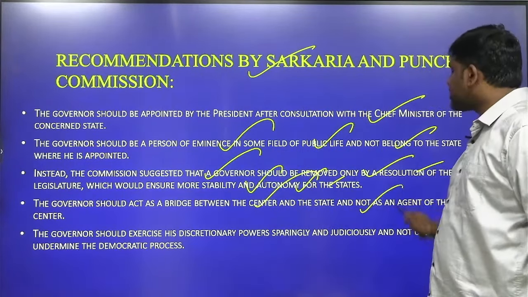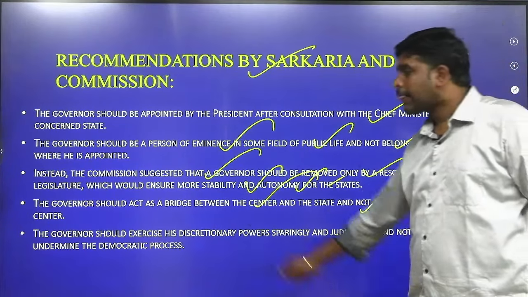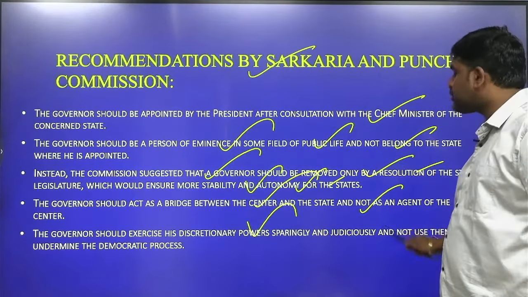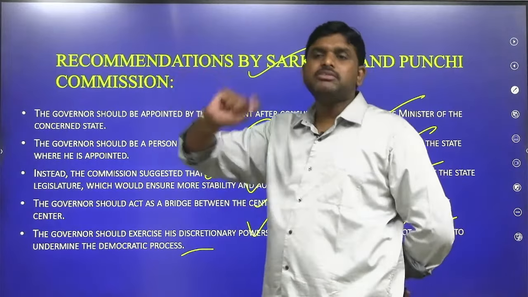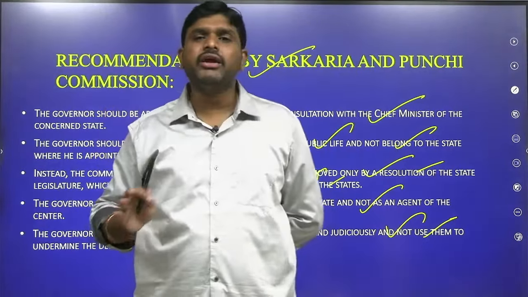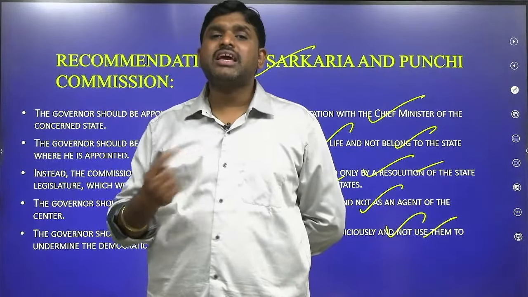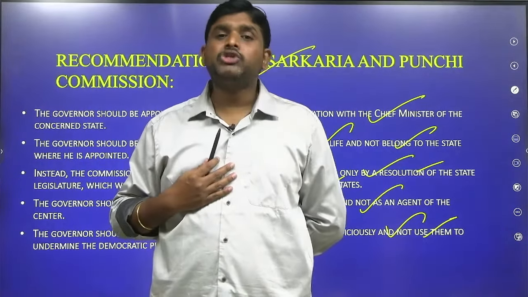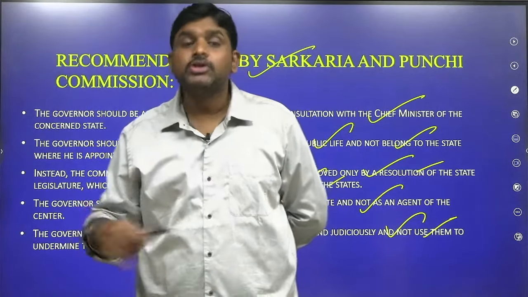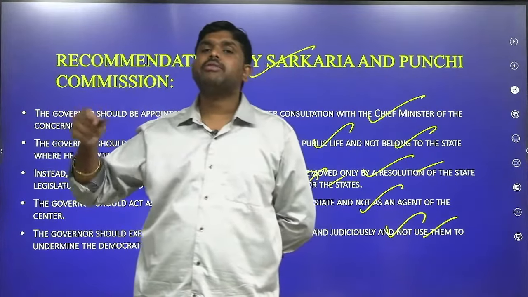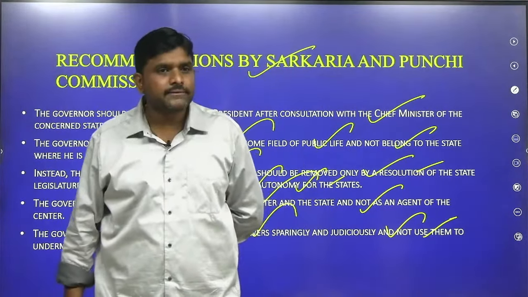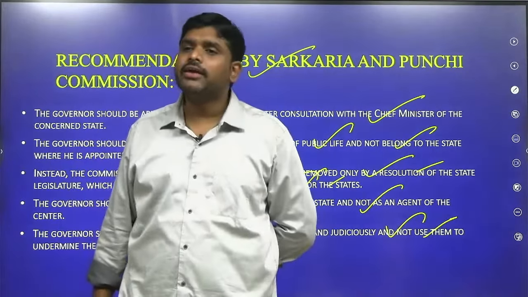Act as a bridge between center and the state, not as agent of the center. The governor should exercise the discretionary power sparingly and judiciously, not use them to undermine the democratic process. Every time sending it to the president is not at all required. He should act as a liaison between the center and the state, but should not act as an agent. So in that way, what is in the news we also have to discuss mainly from the perspective of governor. Polity, current affairs.